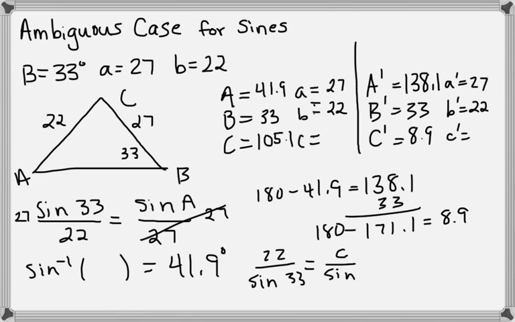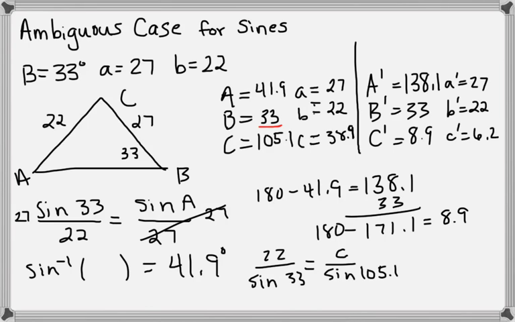So you do 22 over sine 33 equals sine C over the sine of 105.1. We're going to multiply both sides by the sine of 105.1, and that'll give me the answer that C would be 38.9 units long. I'm going to do the same thing for C prime, except down here at the bottom, instead of sine of 105, we'll use the sine of 8.9 because C prime would change. This part would stay the same because it was in both triangles. And then I'm done. And C prime is 6.2.